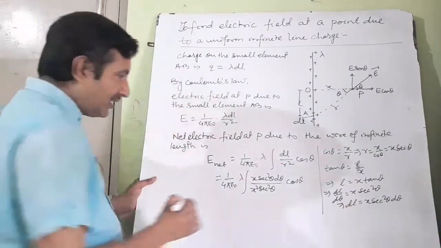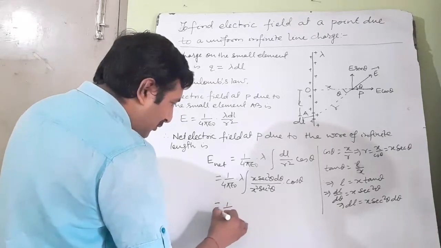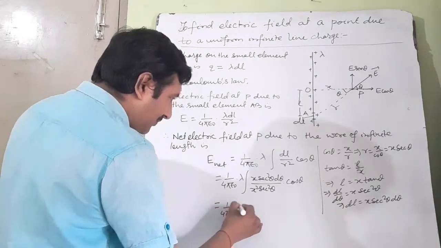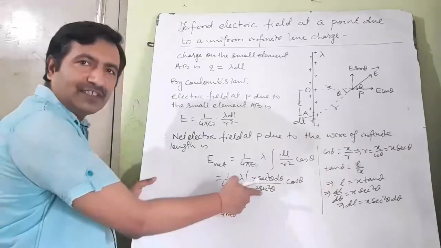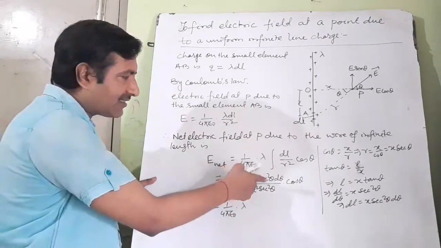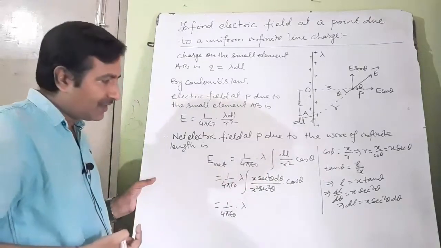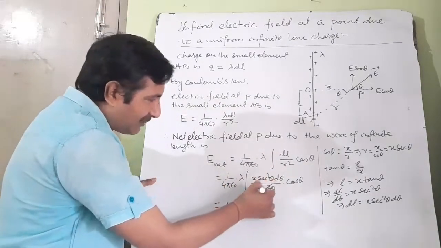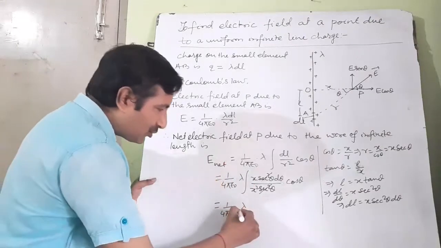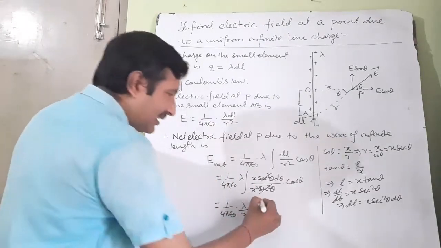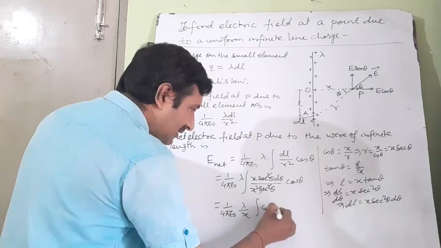Okay. It is equal to 1 by 4 pi epsilon naught lambda, x square sec square theta in the denominator and numerator x sec square theta d theta. So sec square theta will be cancelled out and this x will cancel this square. So you will have lambda by x integration of cos theta d theta.